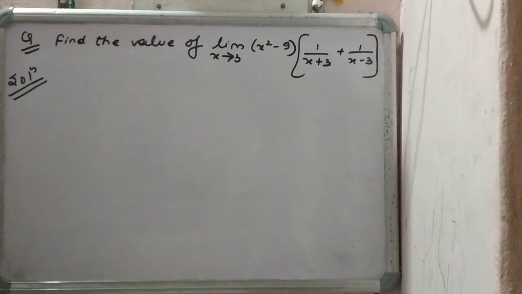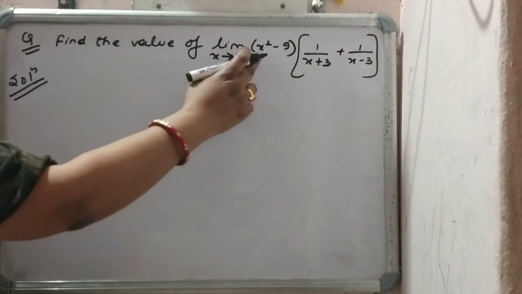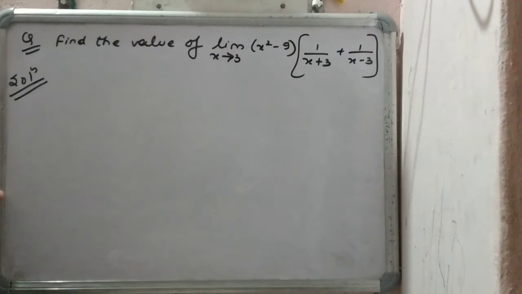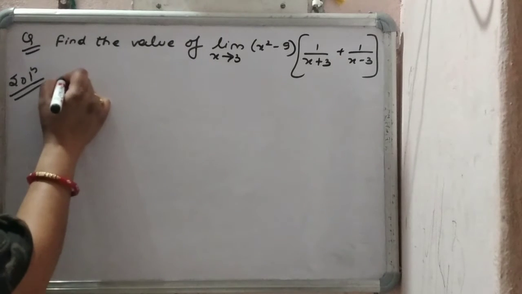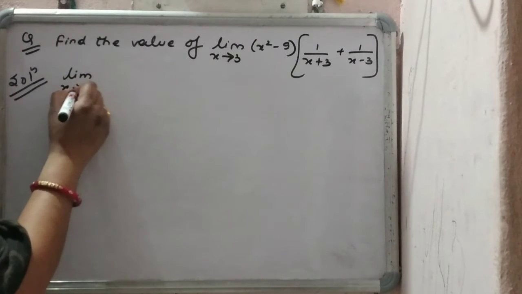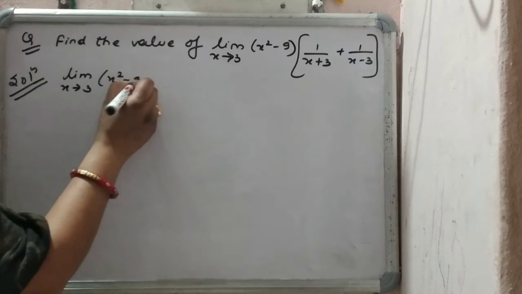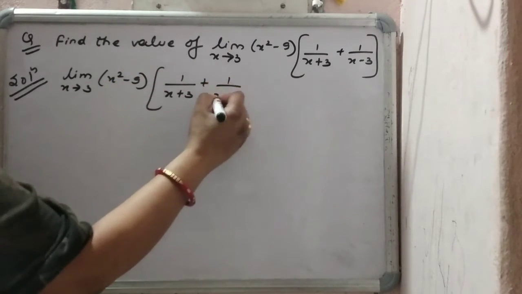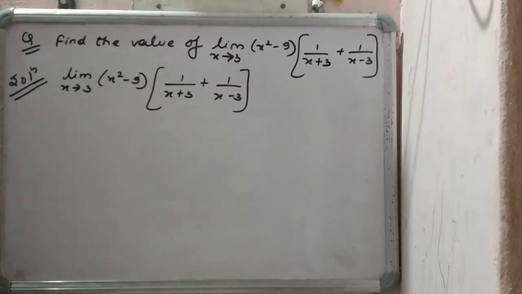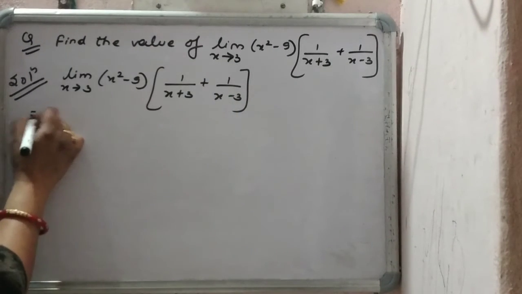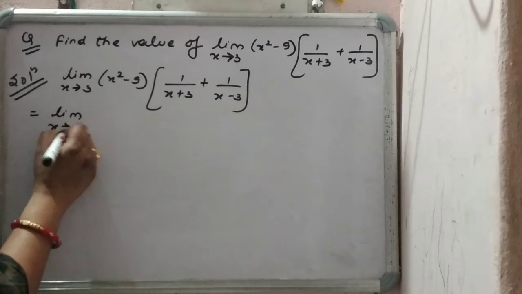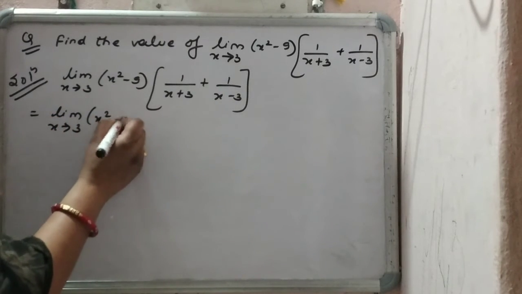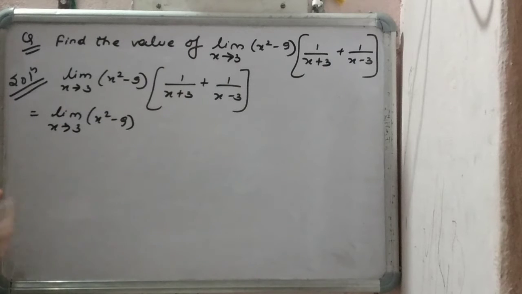Find the value of limit x tends to 3, (x square minus 9) into (1 upon x plus 3 plus 1 upon x minus 3). So first of all write down the limit here. First of all we'll solve this part, which is in the form of a fraction. So here take the LCM and see what you will get. You have to simplify and bring it to the simplest form, then you can put the value of x over there. This is how limit questions are solved.